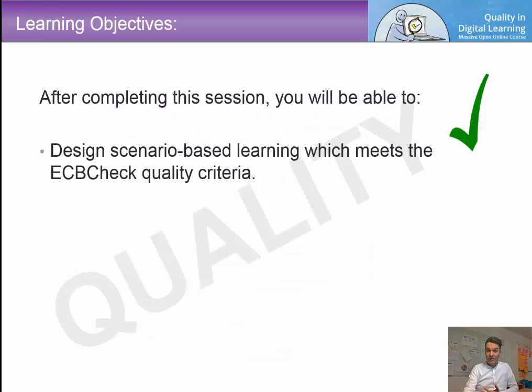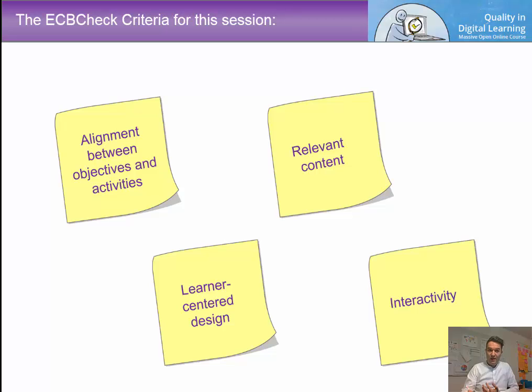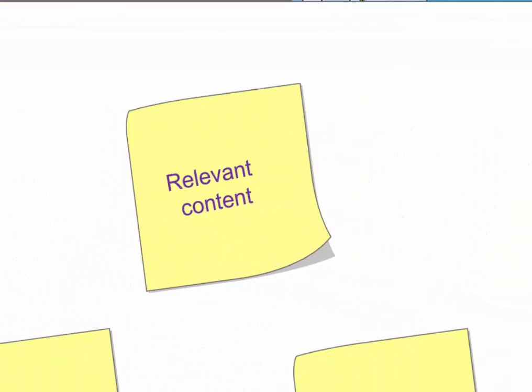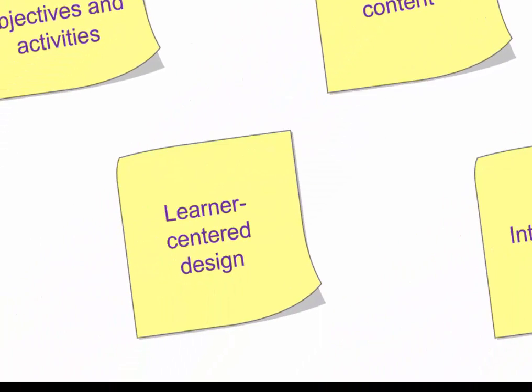Let's have a look at the learning objective for this session. After completing this session, you will be able to design scenario-based learning which meets the ECB Check quality criteria. And when we talk about the ECB Check quality criteria, we're going to focus on four: the alignment between objectives and activities, the relevant content, the learner-centered design, and the interactivity.